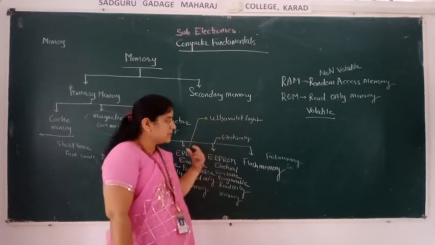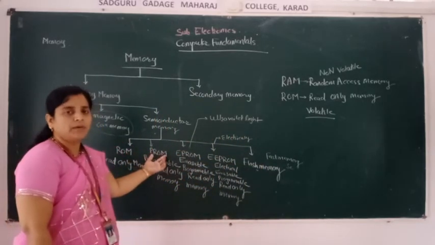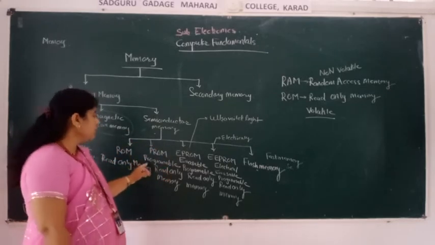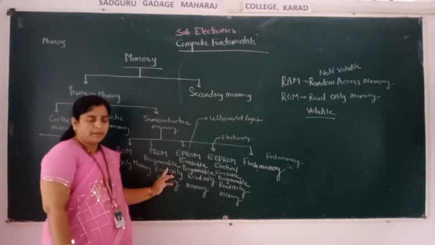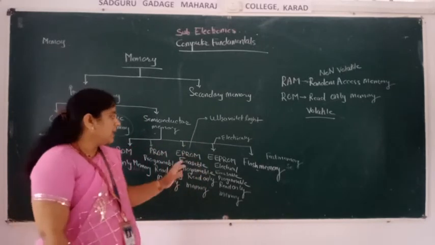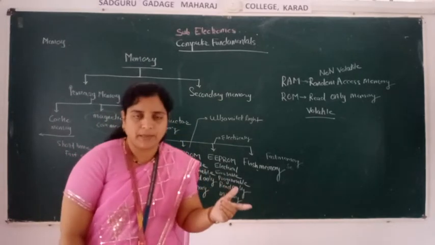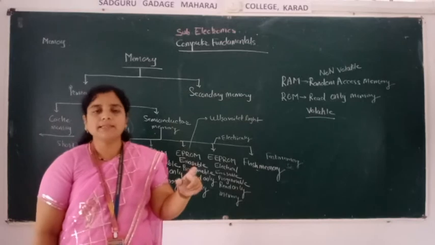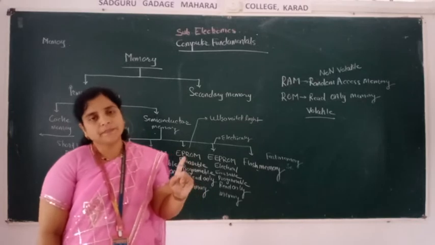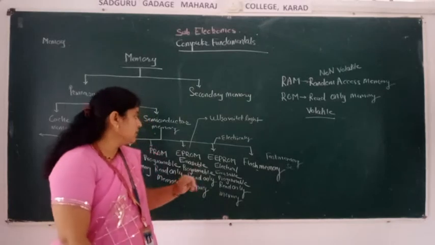Read-only memory is again expanded here as programmable read-only memory, which means the read-only memory can be programmed. And if that program is erased, it is called erasable programmable memory. If the program is erased by ultraviolet light, it is called EPROM. If it is erased not by ultraviolet light but electrically, it is called EEPROM, the electrically erasable programmable read-only memory.